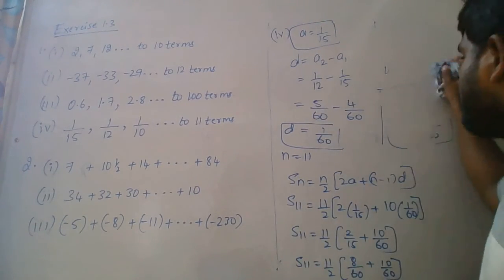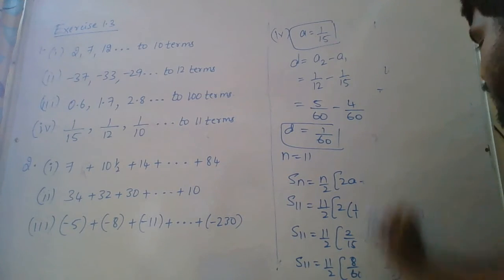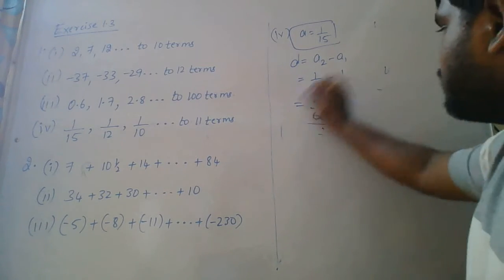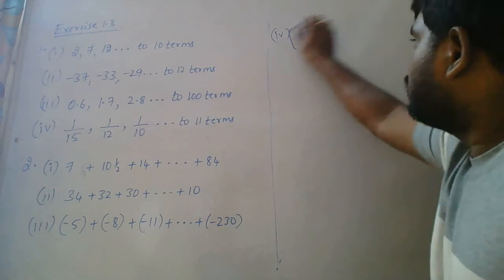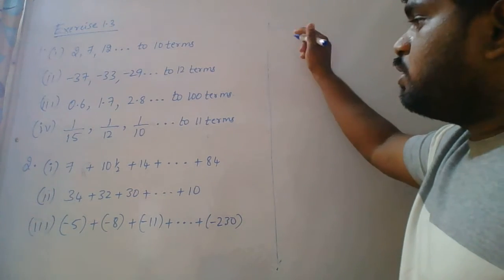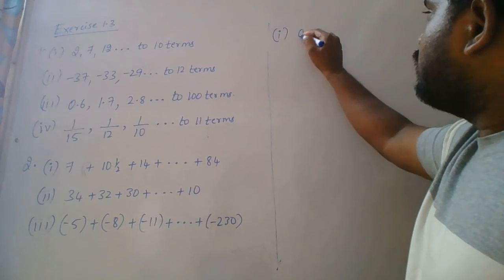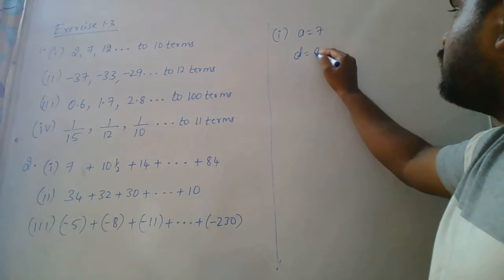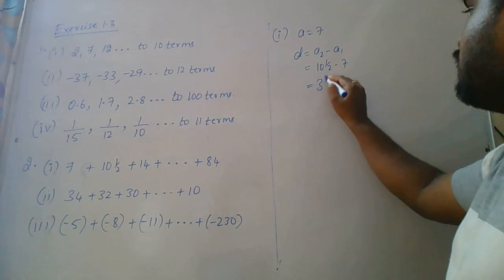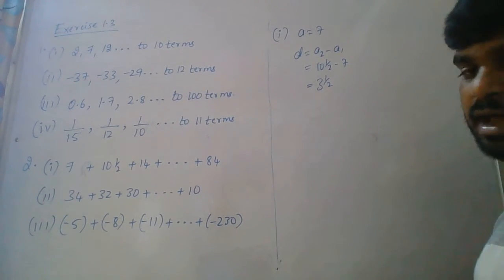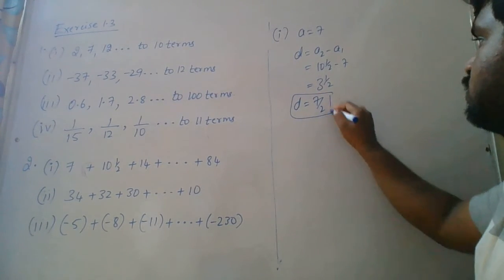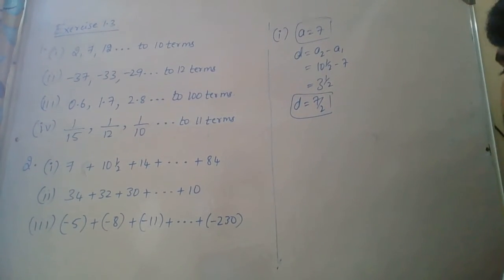Okay. Now, as usual, find the value of A and D. So in the question, the value of A is 7. D we can directly do it. D value is second term minus first term. So it is 10 and a half minus 7, which gives you 3 and a half. Directly you can do it. 10 and a half minus 7 is 3 and a half. 3 and a half is nothing but 7 by 2, isn't it? In improper fraction, it becomes 7 by 2.